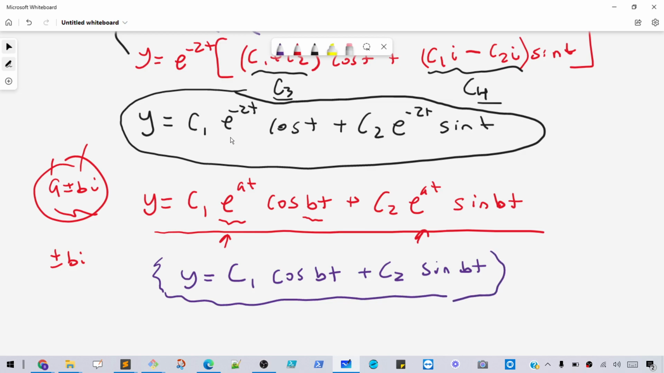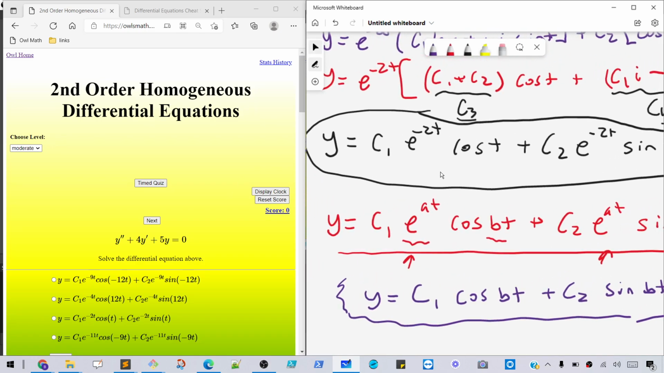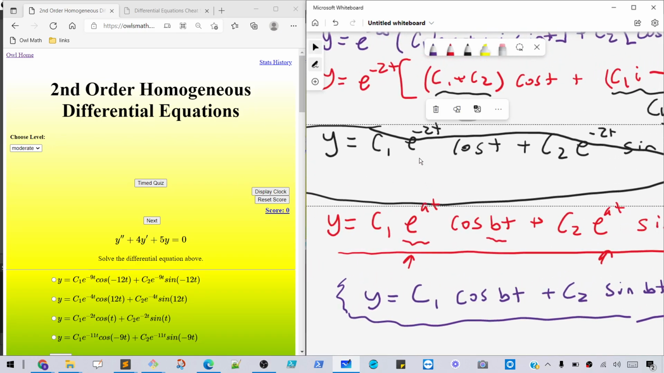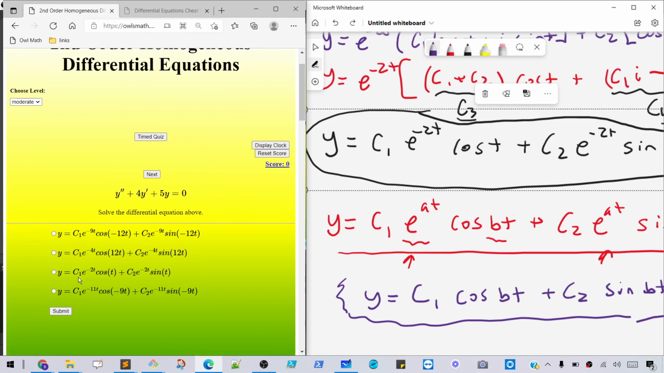So let me just check this answer. Let's bring it back. So we had e to the minus 2t cos t. Okay, nice. So check this. It looks like this case right here. That's correct. So that covers the complex case.